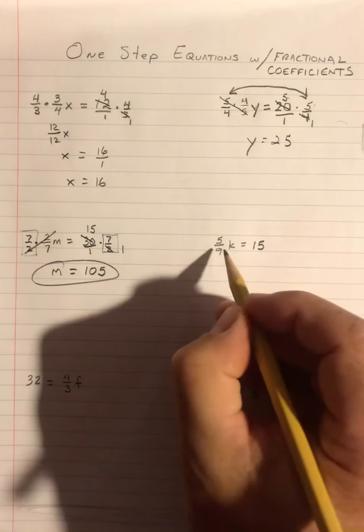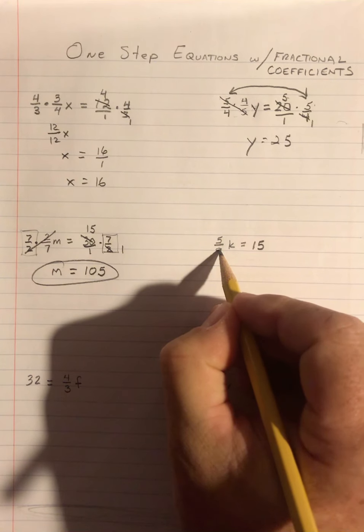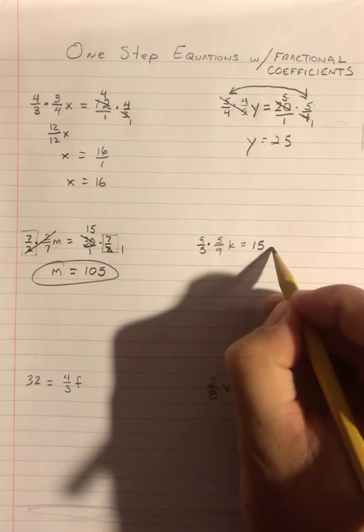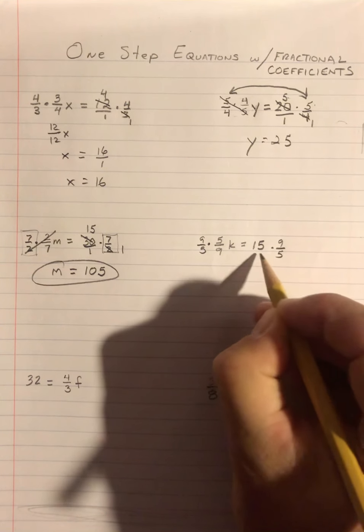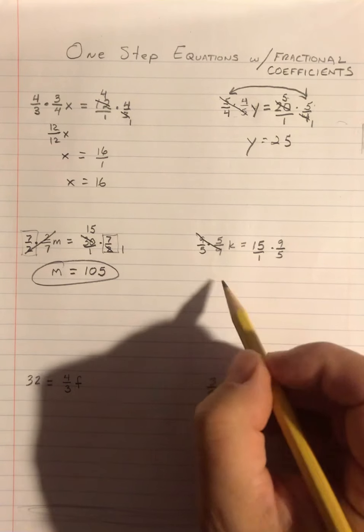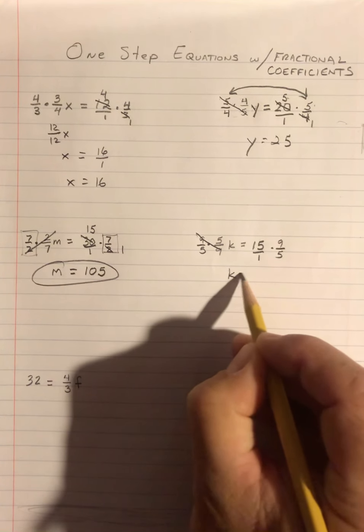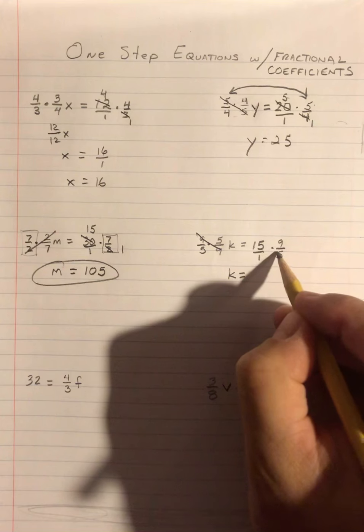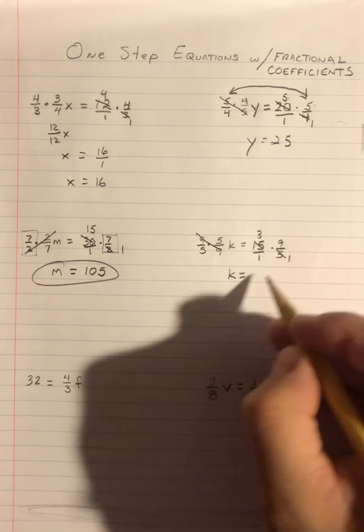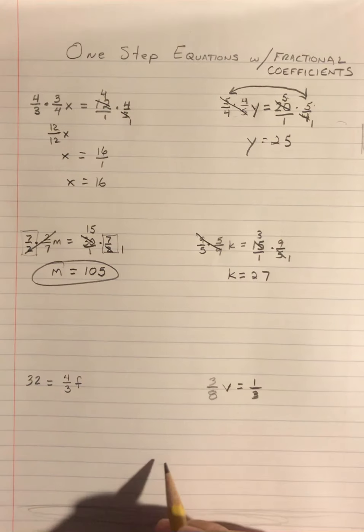Here's one more. Fractional coefficient, multiply by the reciprocal. Okay, these turn out to be 1, or 45 over 45. And this is k equals, 5 goes into that once, 5 goes into that 3 times, 9 times 3 is 27.